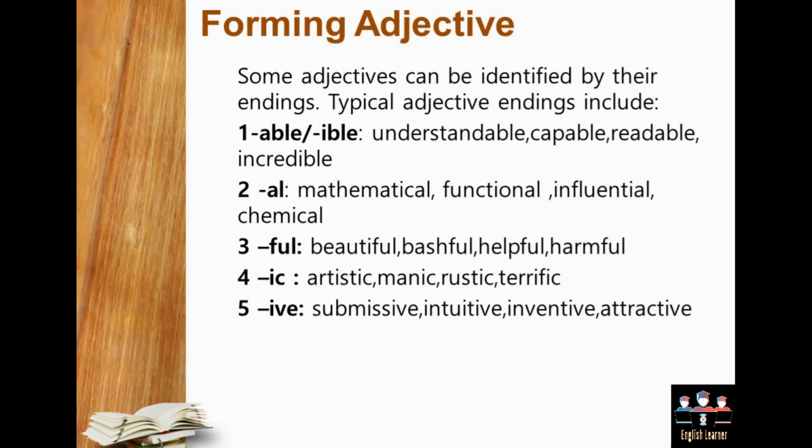Number 2 is al. If you are going to affix this suffix at the end of any noun, it will give you an adjective. Like mathematics is a noun and whenever you are going to add al at the end of it, it will make mathematical. Similarly, function is a noun and whenever we are going to add al at the end of it, it will be functional, which is an adjective. Similarly with influential and chemical.